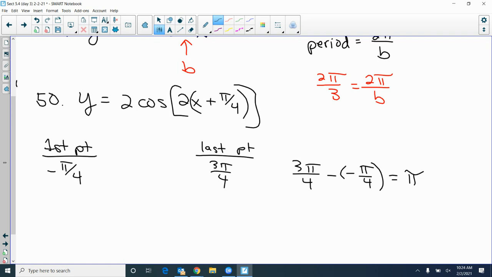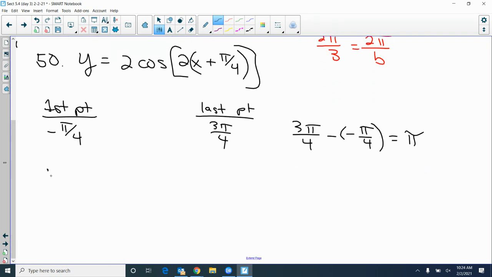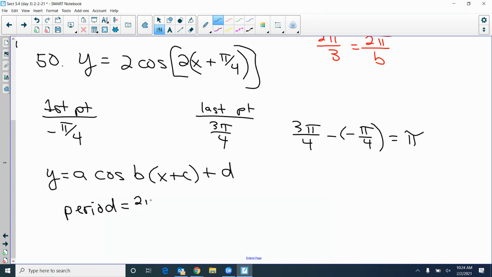We learned when you were given the general form of the equation, y equals a cosine b x plus c plus d, we said the period was what? The period is 2 pi divided by what value? B, right? Well, I'm going backwards. I know the period is pi, so I can say p or pi equals 2 pi divided by some number b. I don't know what that number is.